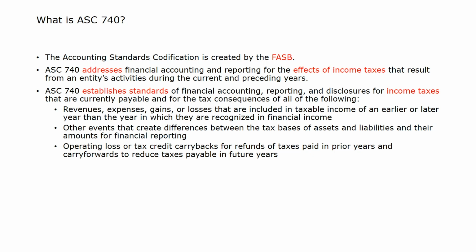ASC 740 also has standards for other events that create differences between tax bases of assets and liabilities and their amounts for financial reporting. There are a lot of different things that could go in here. The main ones, I guess, would be permanent items. If you have an acquisition, or an error, those types of things are going to create differences between book and tax basis. And we also have standards for losses. A lot of the complications and nuances in ASC 740 deal with losses, whether we're carrying them back, carrying them forward, or whether we can realize the losses, all of those things.